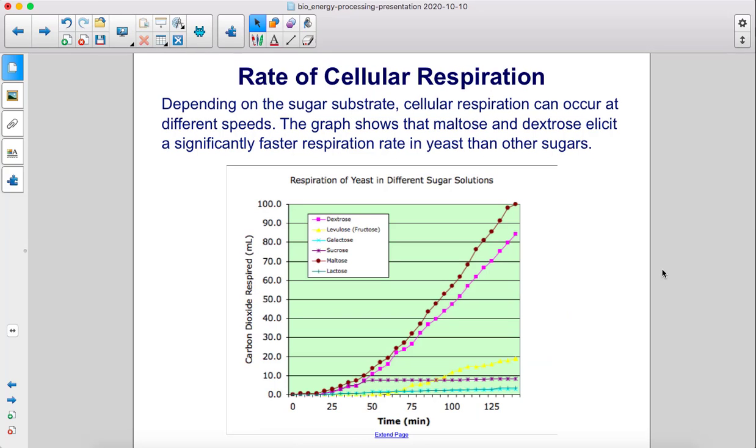Depending on the sugar substrate, cellular respiration can occur at different speeds. The graph shows that maltose and dextrose elicit a significantly faster respiration rate in yeast than other sugars.